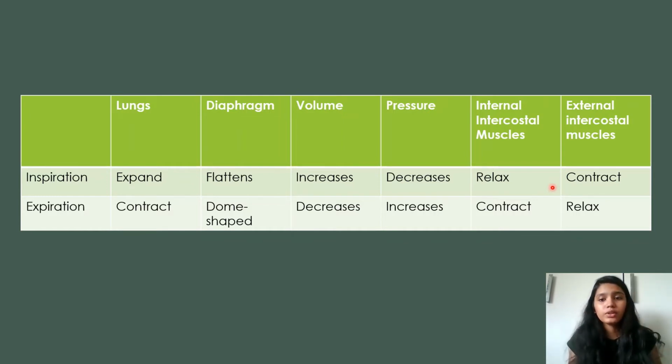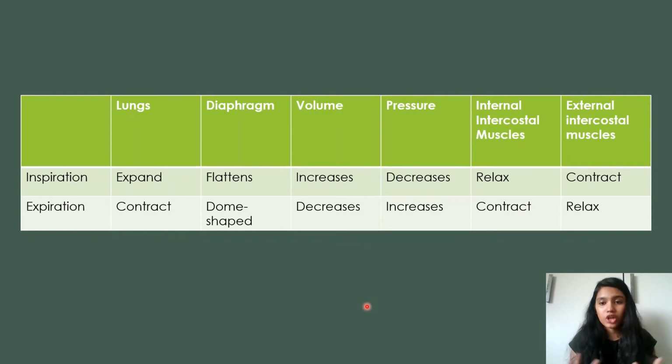And you also need to know the internal intercostal muscles and external intercostal muscles are an antagonistic pair of muscles, which means they work oppositely, like your biceps and triceps. When your bicep contracts, tricep relaxes. Tricep contracts, bicep relaxes. So I'm just going to go over inspiration one last time. So inspiration, you breathe air in, lungs expand, diaphragm flattens, volume increases, pressure decreases, internal intercostal muscles relax, and external intercostal muscles contract. Now in expiration, it's just the opposite.